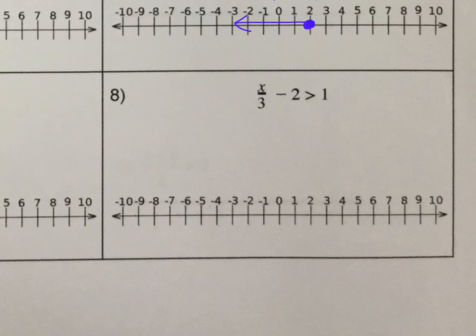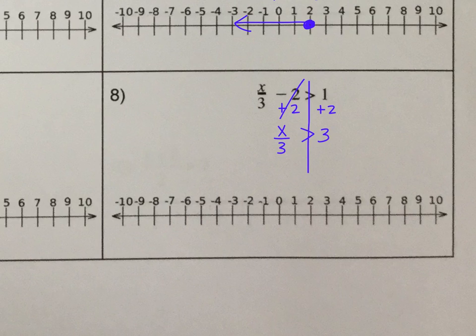Last one for the day. So I've got to put together my like terms. It'll be my minus 2 and my 1. The opposite of a minus 2 is to add. I'm going to add 2. Add 2 to each side. X over 3, I keep the sign the same, less than 3.